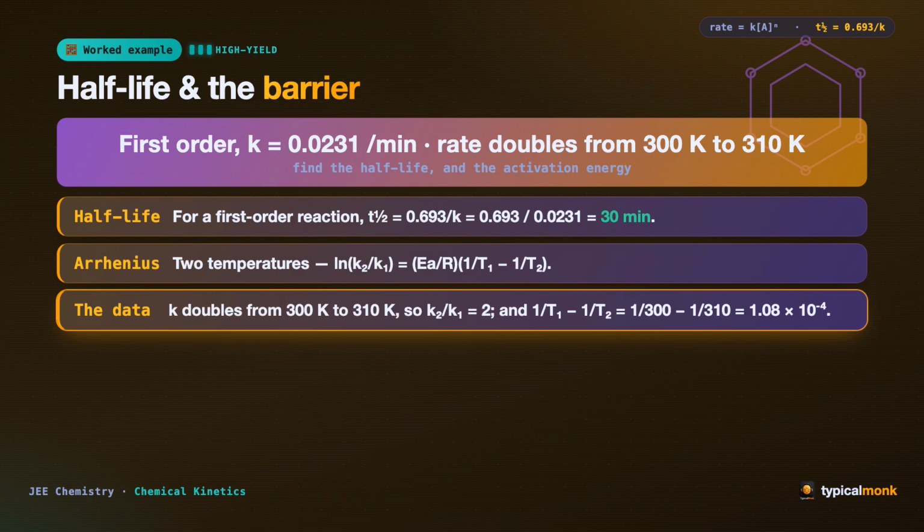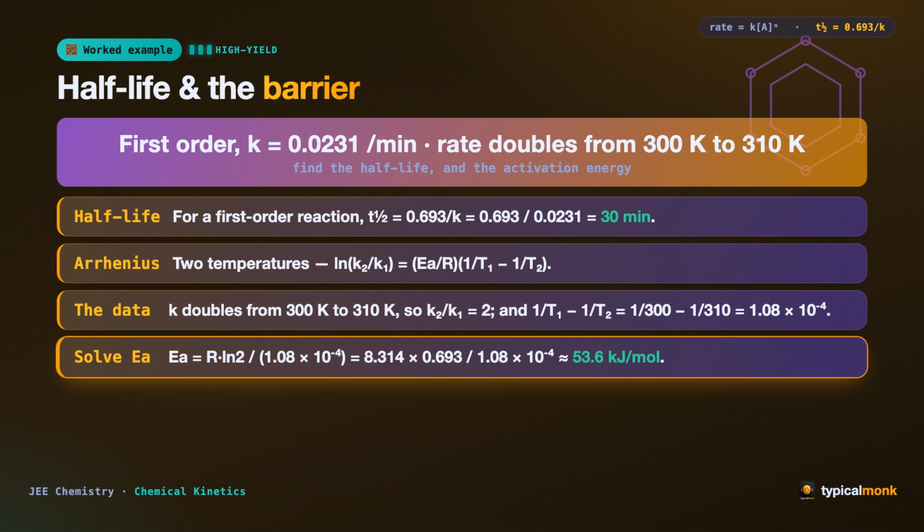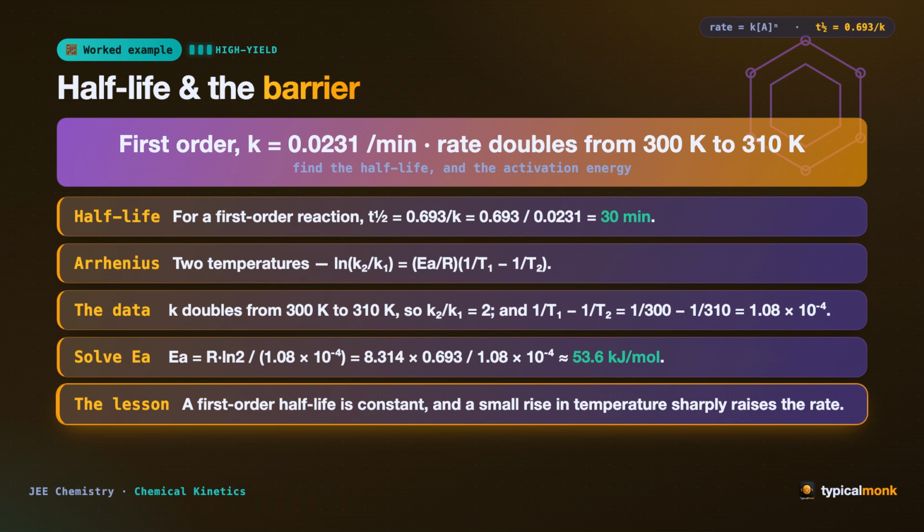The data. The rate doubles from 300 Kelvin to 310 Kelvin. So k2 over k1 is 2, and 1 over T1 minus 1 over T2 is 1 over 300 minus 1 over 310, which is 1.08 times 10 to the minus 4. Solve for the activation energy. It equals R times ln 2 over 1.08 times 10 to the minus 4, 8.314 times 0.693 over 1.08 times 10 to the minus 4, which is about 53.6 kilojoules per mole. And the lesson. A first order half-life is constant, and a small rise in temperature sharply raises the rate.